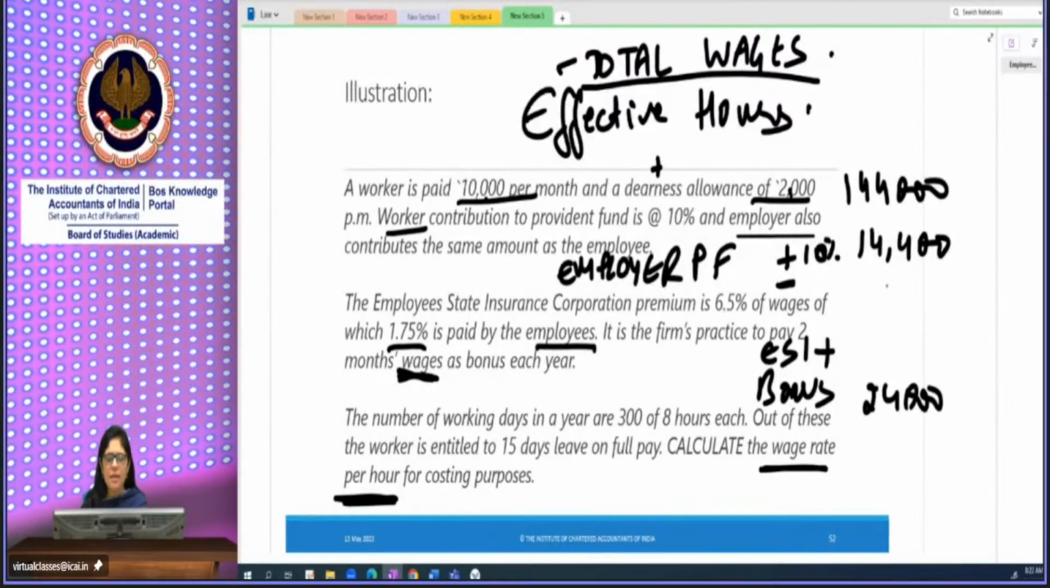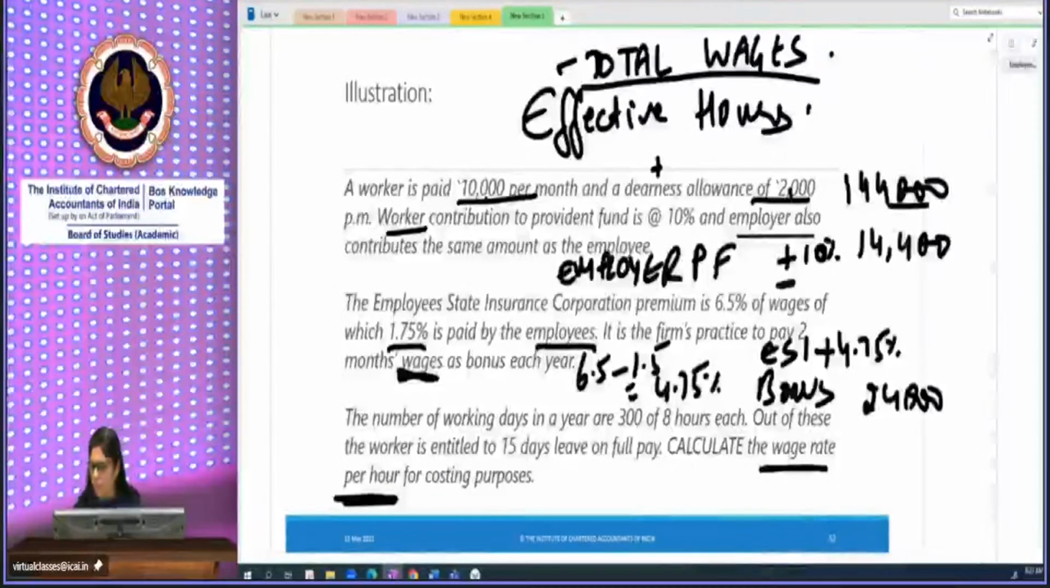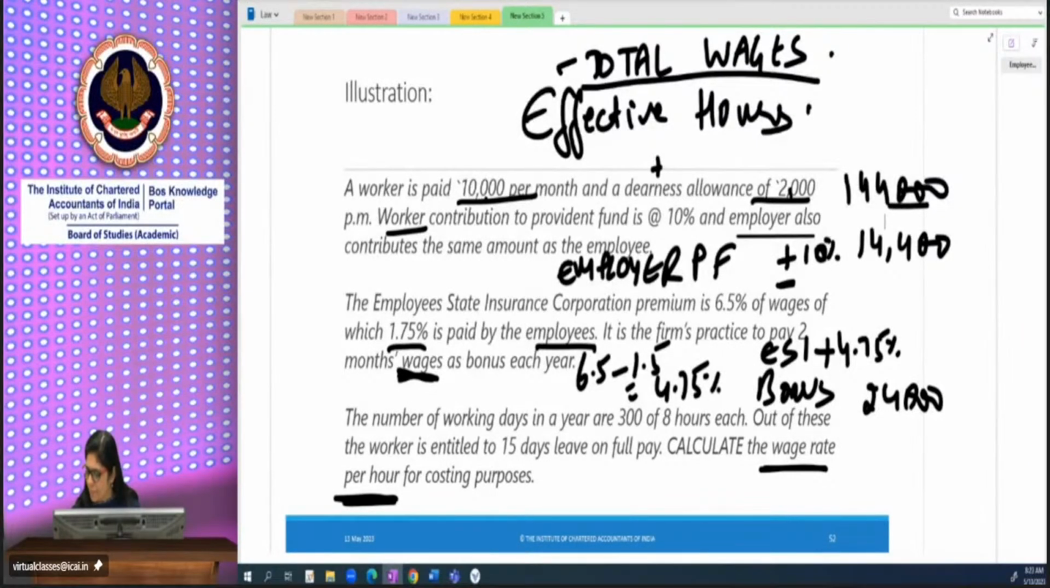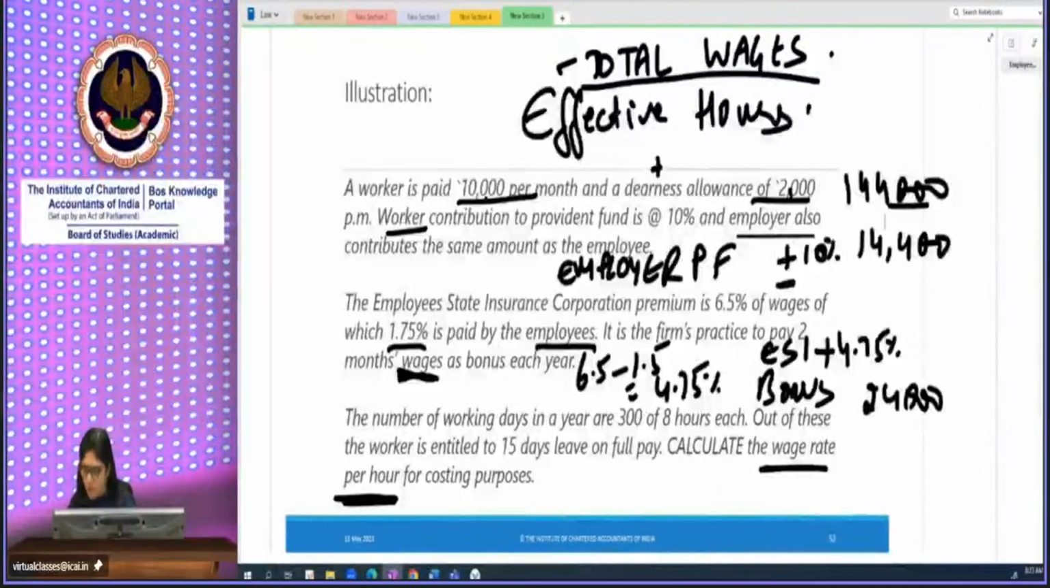So ESI total is 6.5% and the employee is paying 1.75%. So the employer is paying 4.75% on 1,44,000. So how much is the amount of ESI? Nobody has given me the amount. 1,44,000 into 4.75, okay, it's 6,840. 6,840 is the ESI contribution.